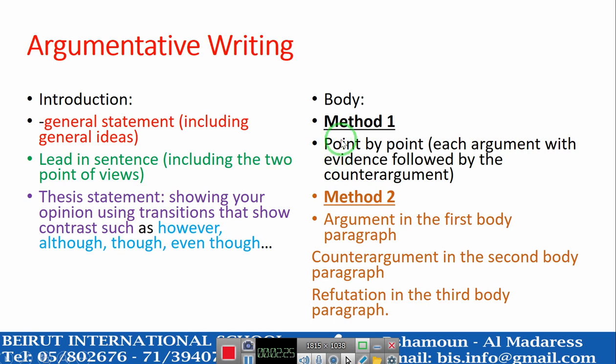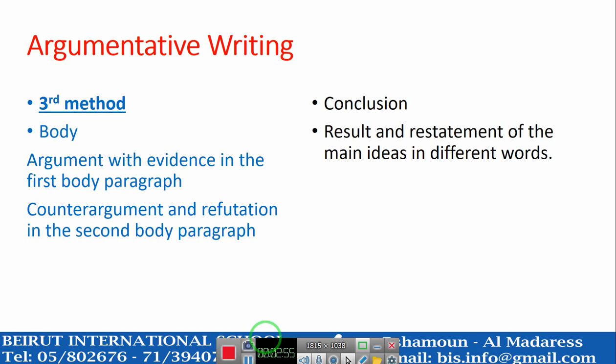In the body, we have different types. Method 1, point by point, where each argument with evidence is followed by the counter argument. Method 2, argument in the first body paragraph, counter argument in the second body paragraph, and refutation in the third body paragraph. Actually, method 2 is the easiest way to write and the most suitable way for getting high grades. That's why I advise you to use method 2 while you are writing an argumentative essay.